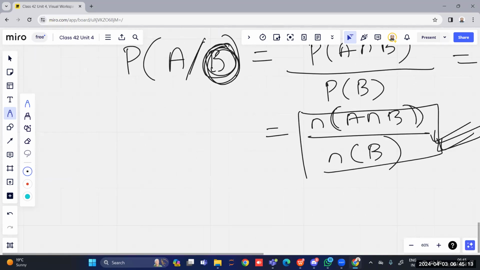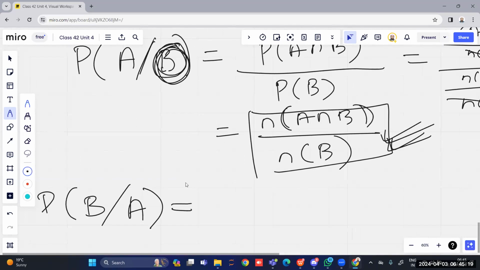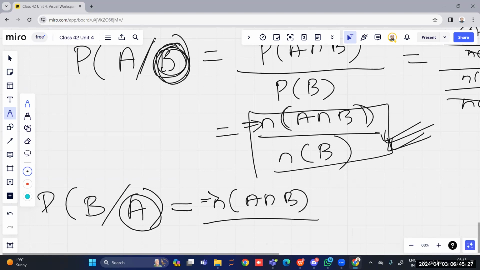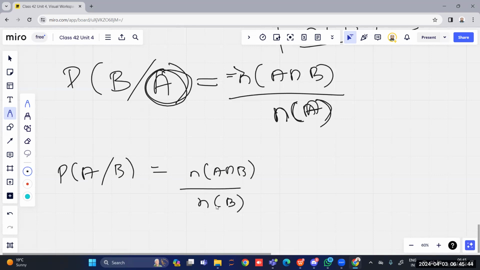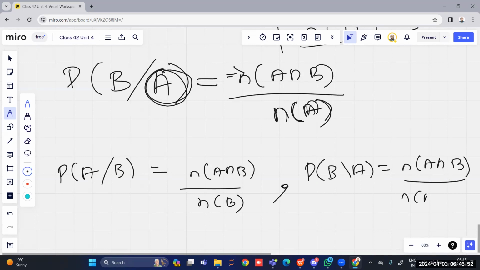The same applies if we are calculating probability of B given A. Both are possible, A given B as well as B given A. The numerator remains the same. What changes is the condition: the number of elements of the condition we have applied comes into the denominator. Got that, Zain? Yeah, I got that. So once more, the differentiation: A given B is the number of elements in the intersection upon the number of elements in B, because B is the condition. Similarly, probability B given A is the number of elements in the intersection upon the number of elements in A, the condition.